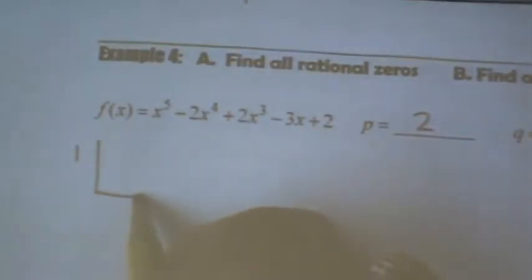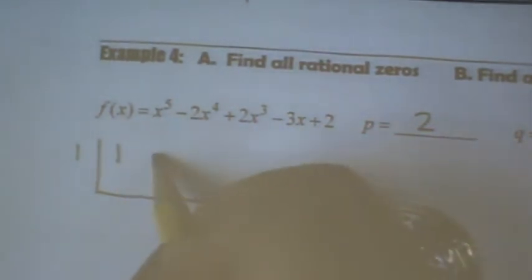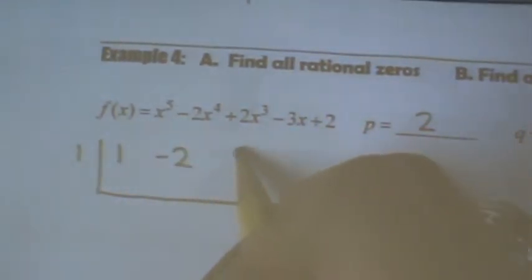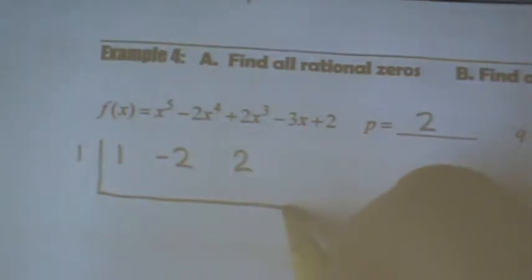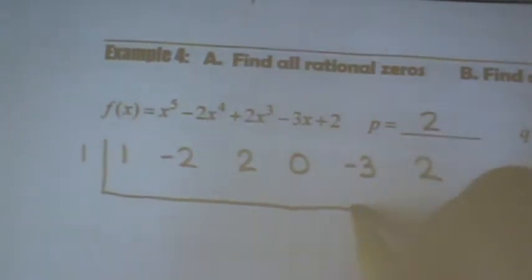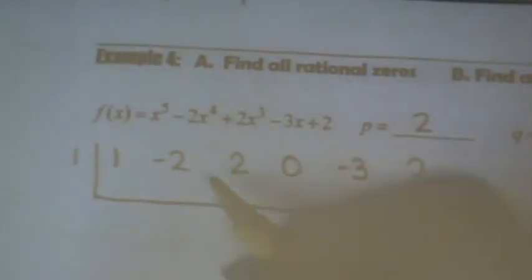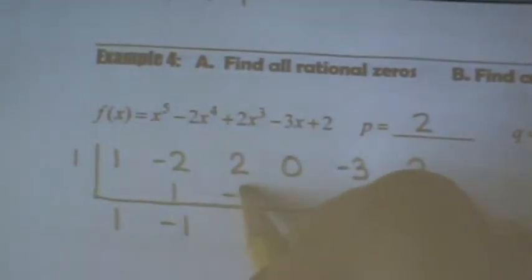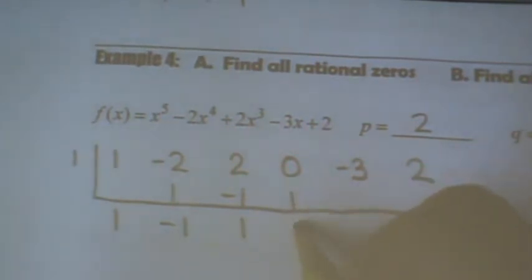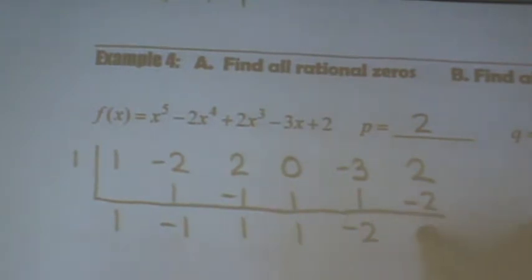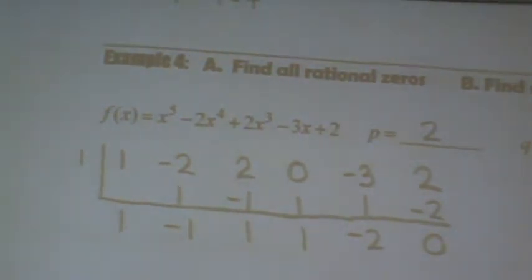So let's try 1 in this problem. We have 1, -2, +2, then what? Good. 0, -3, and 2. A lot of people forget that, and it will mess you up. So bring down the 1. 1 times 1 is 1. Add, multiply, add, multiply, add, multiply, add, multiply, add. Whew, got it. It worked. I mean, there's not many to choose from.